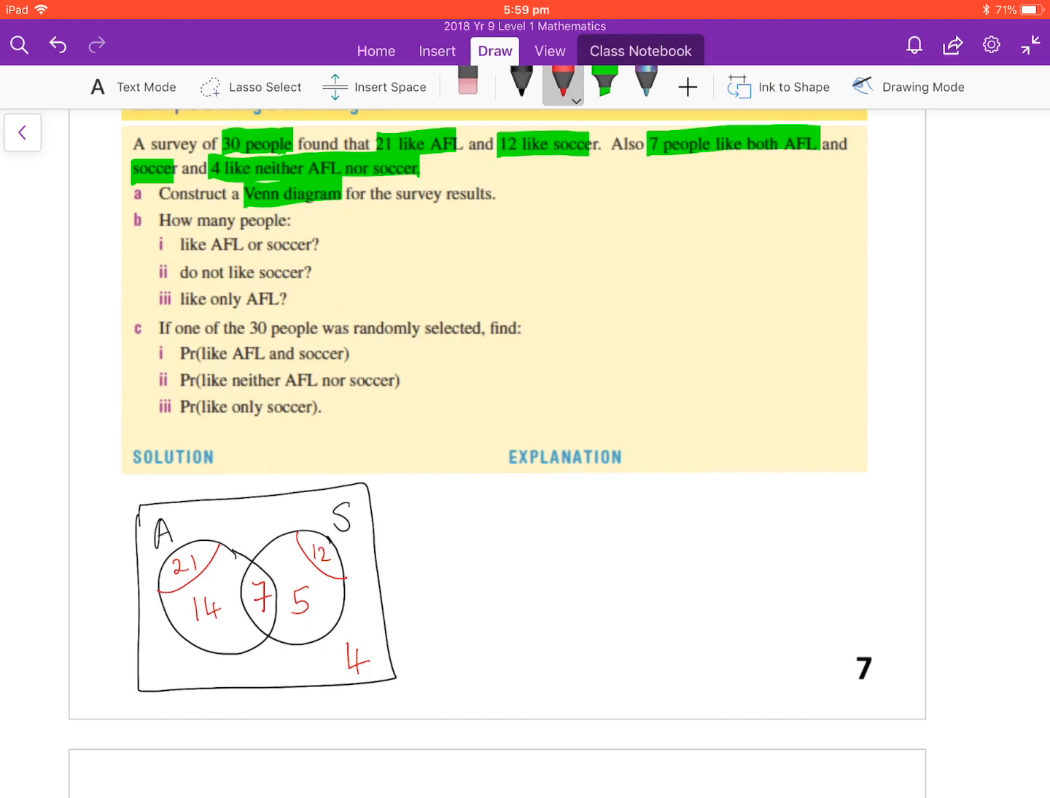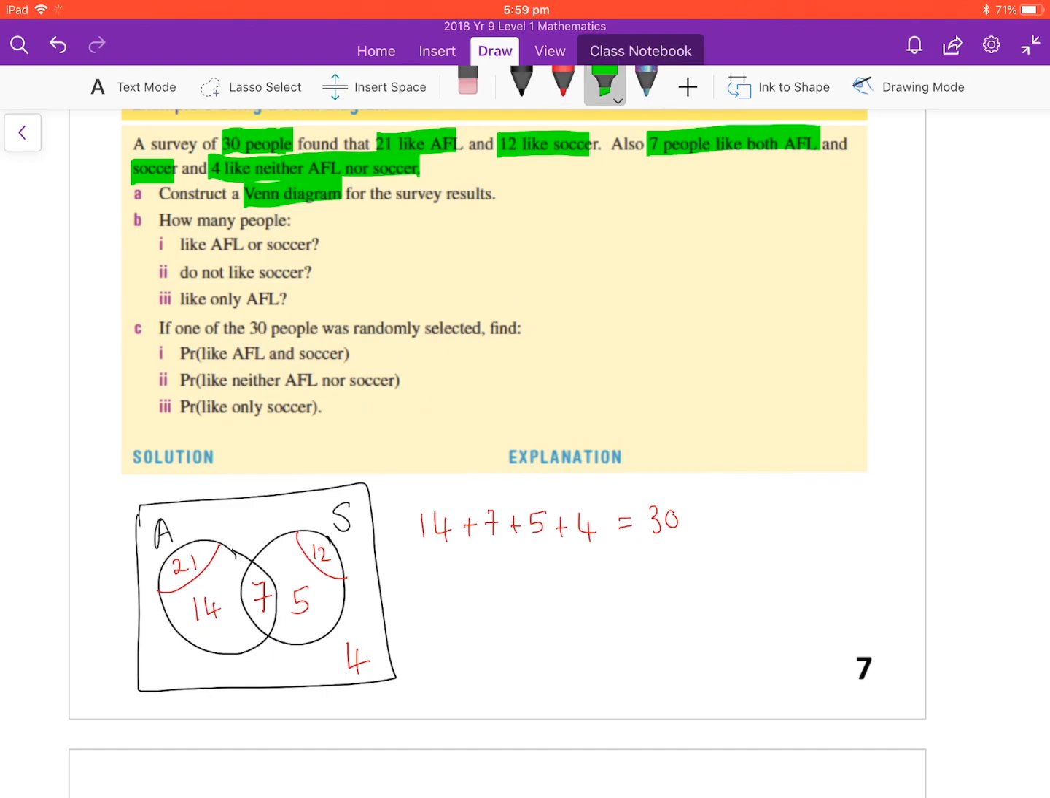So be very careful, because if you went 21 plus 7 plus 12 plus 4, you wouldn't get 30. So that's where you need to just watch out for that. But if you now go 14 plus 7 plus 5 plus 4, you get the answer of 30 people. So you can actually check to see that it adds up, because they've told us they surveyed 30 people. Now we can actually answer our questions.